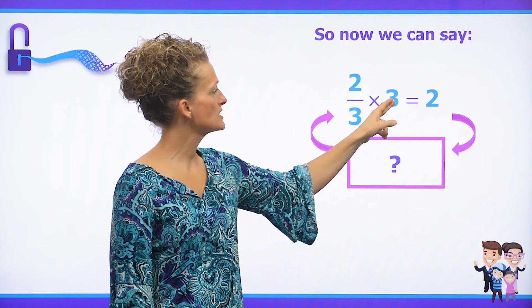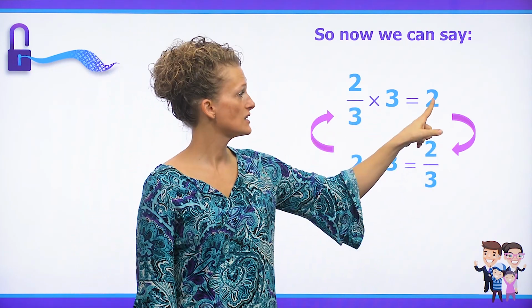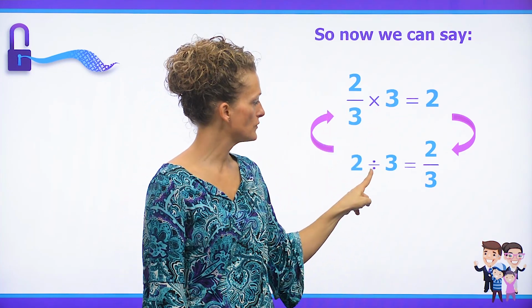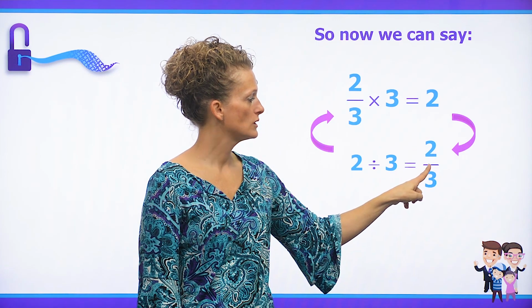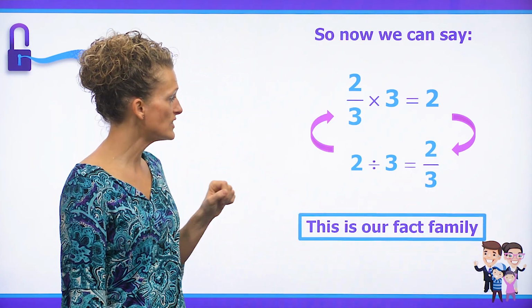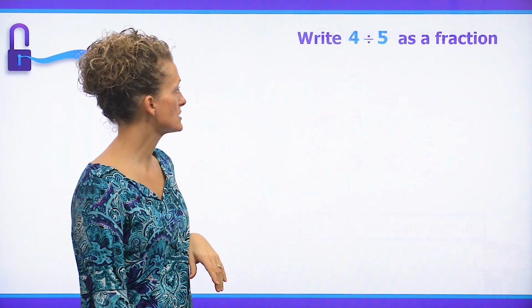So 2/3 times 3 is equal to 2, which also means that we can take 2 divided by 3 and we get 2/3. So 2 divided by 3 equals 2/3. So this right here represents our fact family with this fraction.